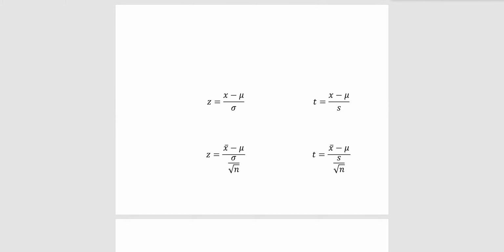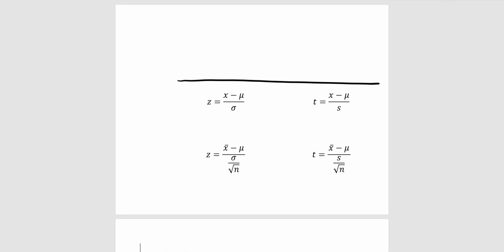Okay, so a lot of people are still having trouble deciding which version of this formula for either Z or T to use. So hopefully this quick video will help answer that question and give you the tools you need for deciding between these four versions that are all really similar of this equation. So the first thing that we want to decide is, are we doing a Z or a T test?